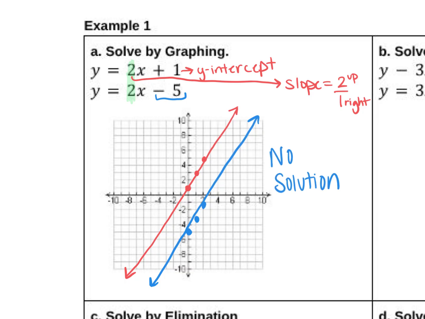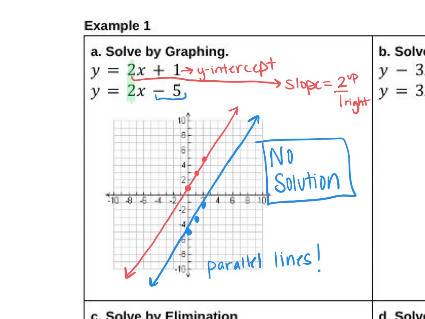You don't have to put this part, but the reason is because you have parallel lines. You can put that if you want to, but you don't have to. The answer is no solution. So if your slopes are the same, it's going to be no solution.